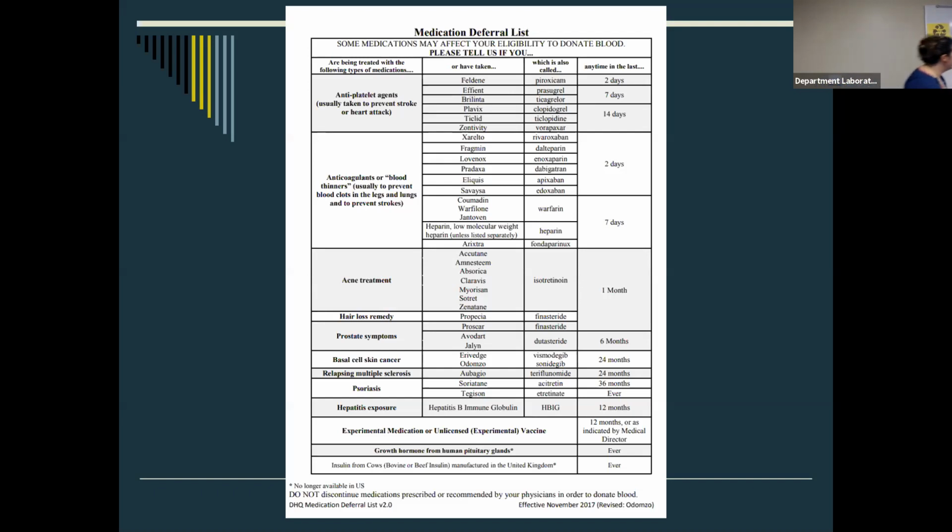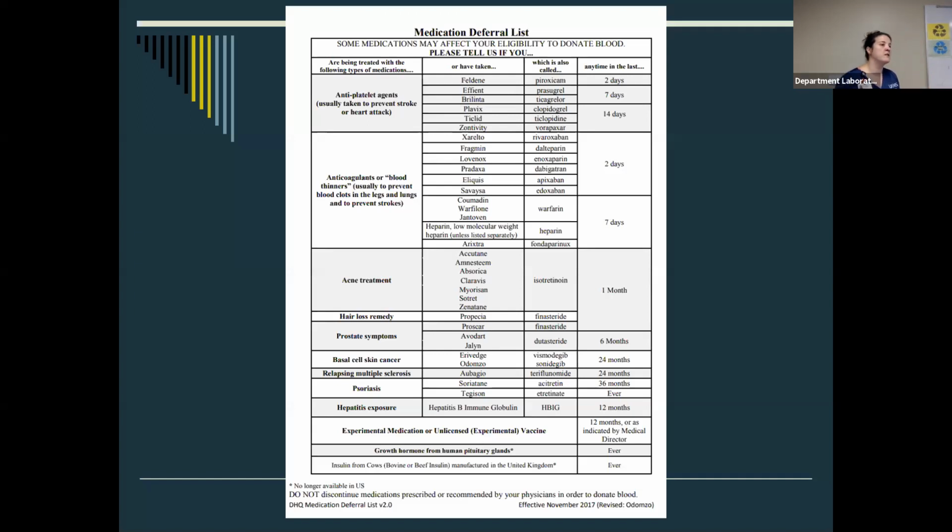And notice here, growth hormones derived from human pituitary glands, you never will be able to donate again, because of the risk for anything derived from the central nervous system, pituitary tissue. That's a permanent deferral. There's some language that I keep saying you guys need to be aware of, and I don't think it's included in the presentation.